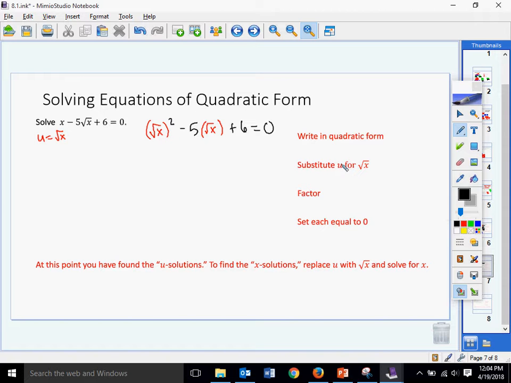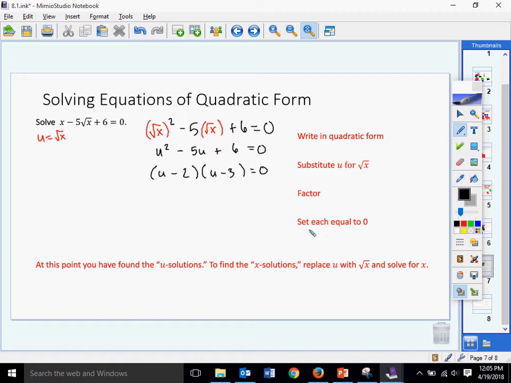And I'm going to substitute u in for the square root of x. So then it's going to be u squared minus 5u plus 6 equals 0. Now this is a quadratic equation. I can factor it into two sets of parentheses. I have u in my first position, two numbers that multiply to positive 6 and add up to negative 5. That's going to be a negative 2 and a negative 3.